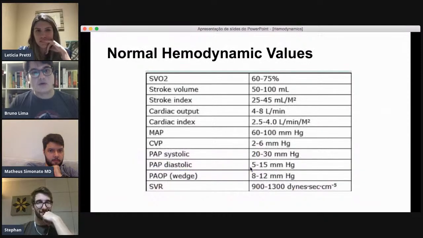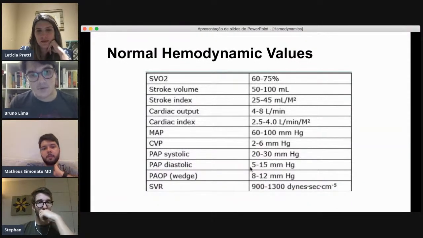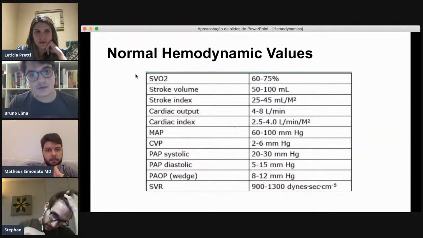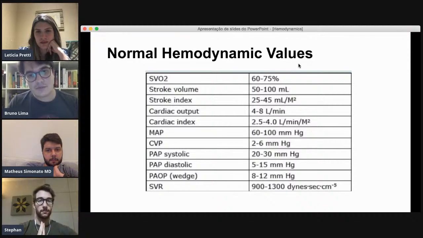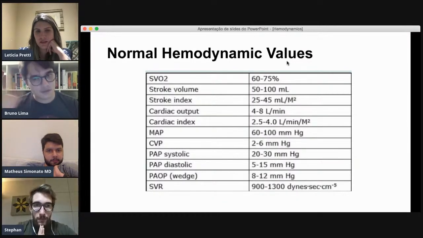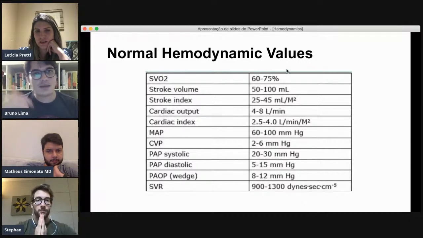Okay, cool. So this is just a table with normal hemodynamic values. You guys need to memorize this. Some of these numbers you need to have in the back of your head, just like sodium and potassium levels. So SpO2, it usually ranges between 60 and 75%.